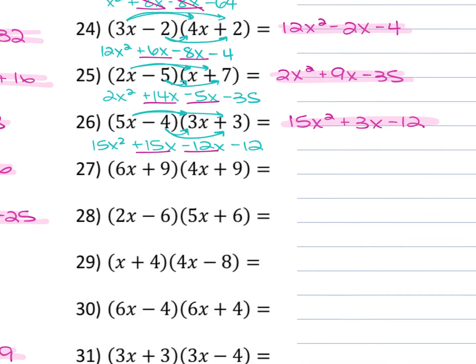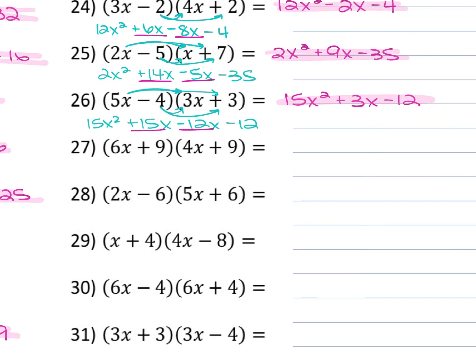For 27, we have 6x plus 9 times 4x plus 9. So the 6x times 4x is 24x squared. Then the 6x times 9 is positive 54x. The 9 times 4x is 36x. And the 9 times 9 is 81. You have like terms of the 54x and this 36x. So it's going to leave you with 24x squared plus 90x plus 81.